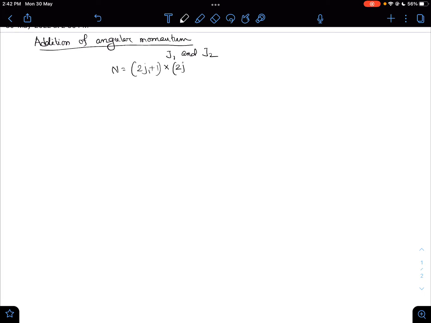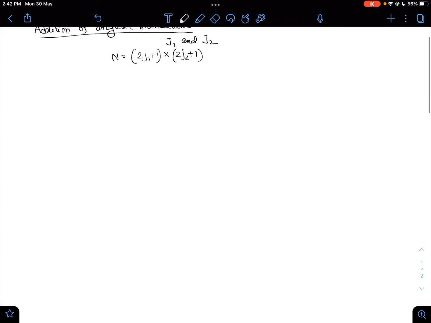In the previous video we were talking about addition of angular momentum. We talked about how, if we have two angular momenta J1 and J2, then their product space has dimension 2j1 plus 1 into 2j2 plus 1.